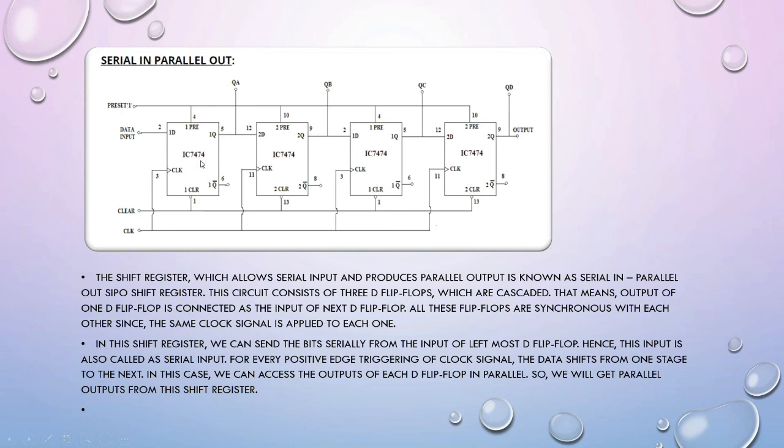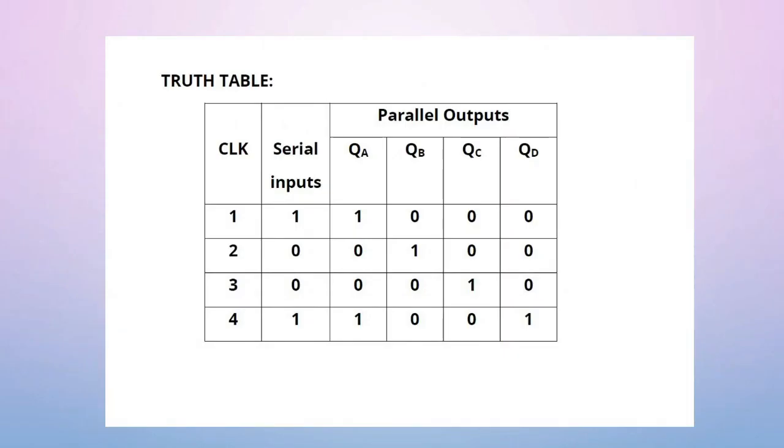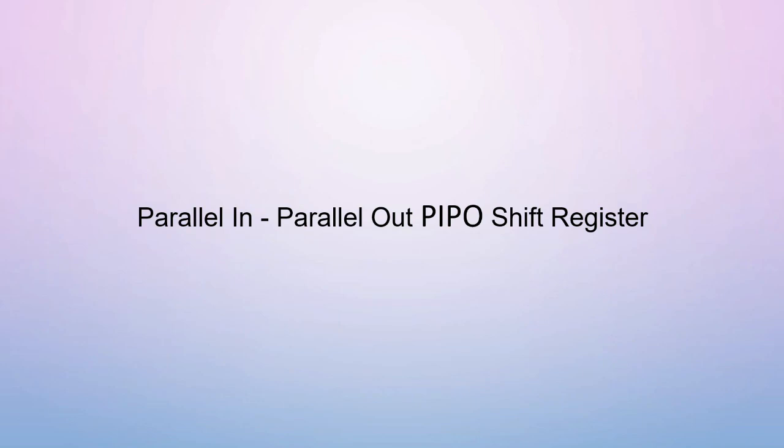IC used is 7474, and NAND gate. Next, truth table. You can see that outputs are QA, QB, QC and QD. So outputs are taken parallelly and inputs are sent serially. Next, parallel in and parallel out shift register.